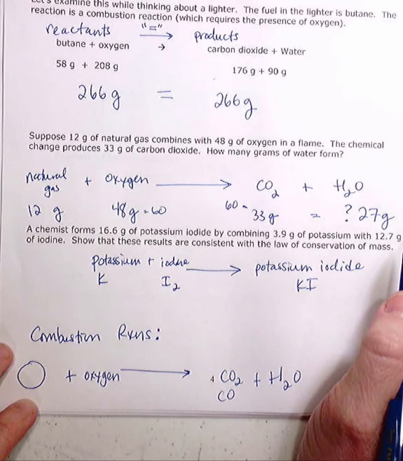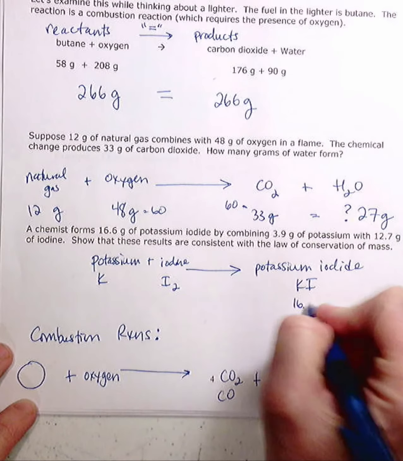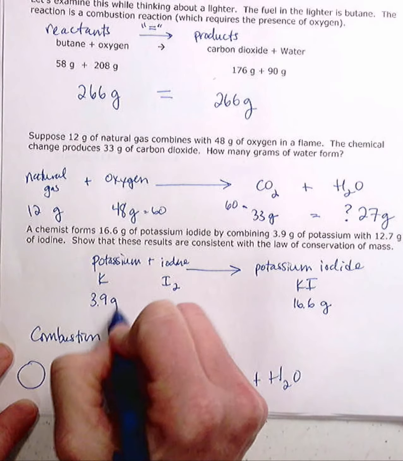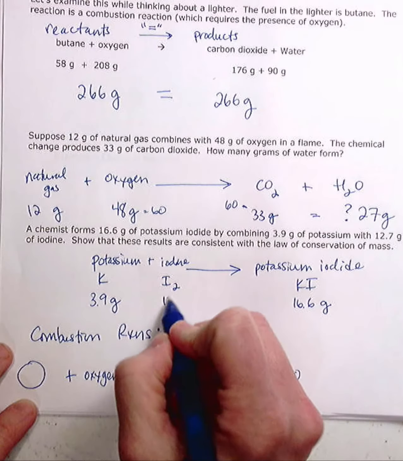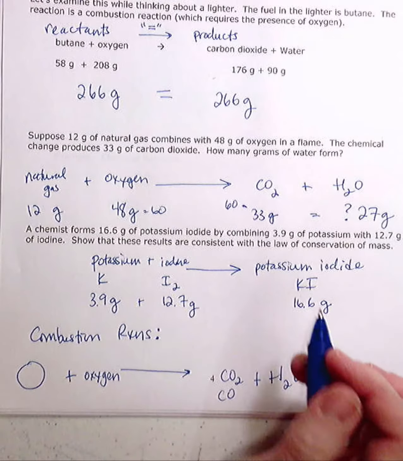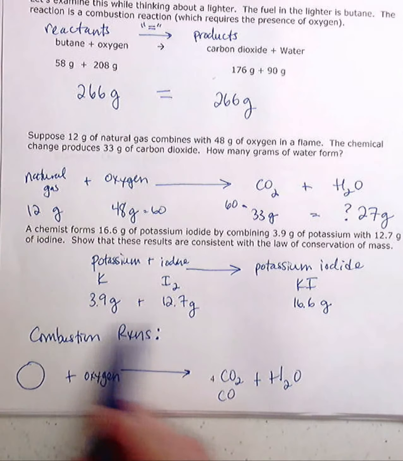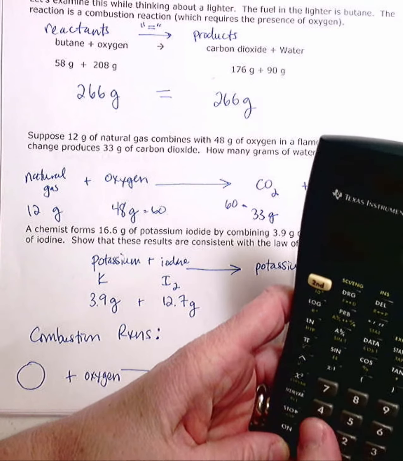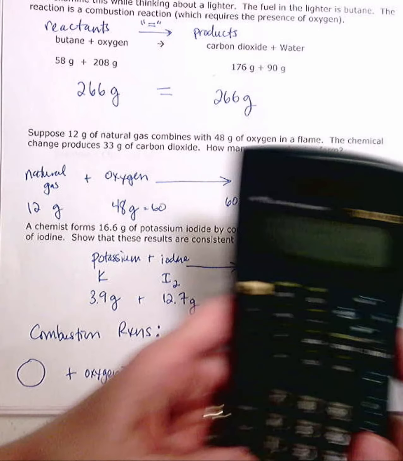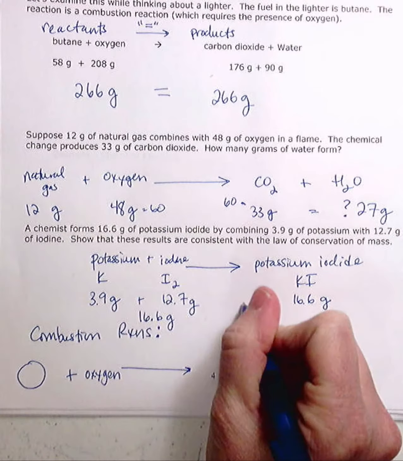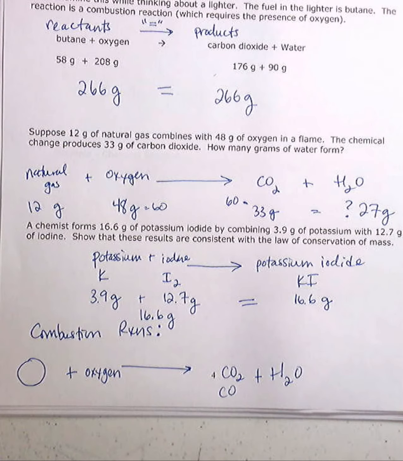So 16.6 grams of potassium iodide, 3.9 grams of potassium, 12.7 grams of iodine. You're just asked to prove this. So 3.9 plus 12.7 gives you 16.6. So this does adhere to, or follow, the law of conservation of mass.